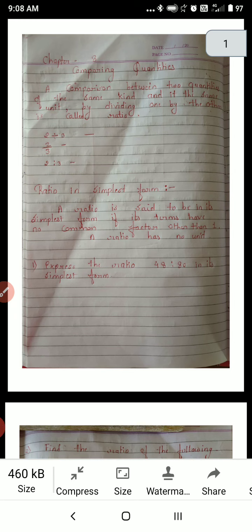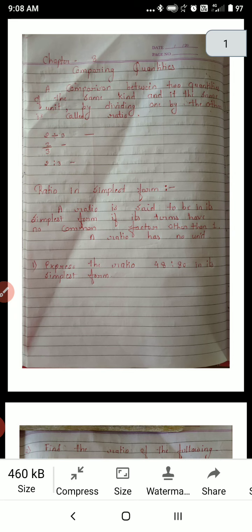So today I am going to take chapter number 8, comparing quantities. Quantities means what? Kilometer, kilogram, rupees, etc. These are our quantities. A comparison between two quantities.